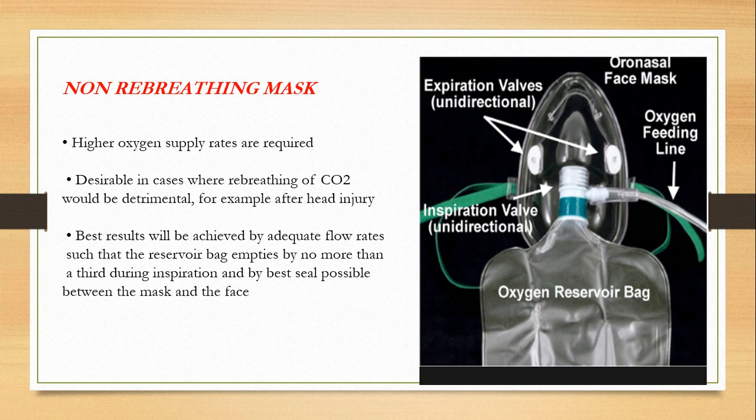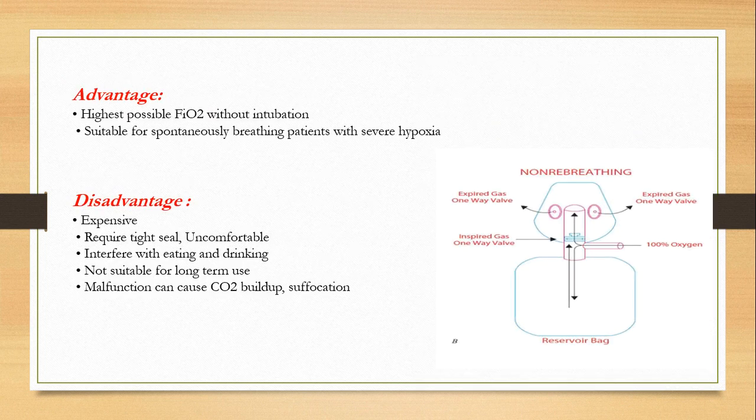Higher oxygen supply rates are required in this. It is desirable in cases where the rebreathing of carbon dioxide would be detrimental, particularly in head injury patients. Best results will be achieved with adequate flow rates when the reservoir bag does not empty more than 1/3 of its capacity. The advantage is that a very high FiO2 can be delivered to a spontaneously breathing patient who has severe hypoxia. The disadvantage is it is slightly more expensive.